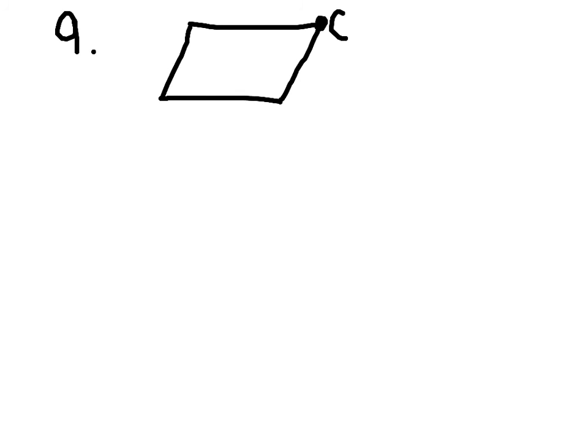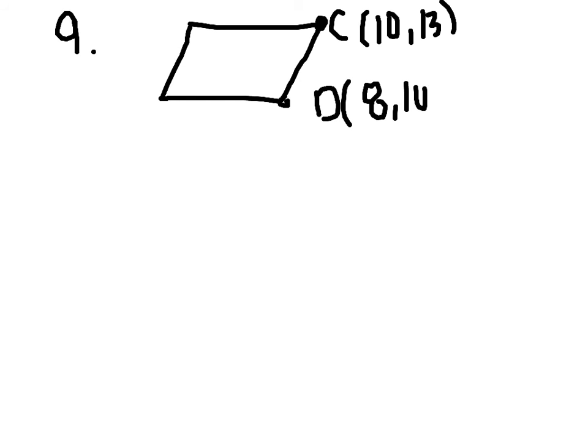So again, I'm not going to graph this, but I will show you what the picture looks like for number 9. I don't have graph paper on here, but this is what it would have looked like. Here's point C, and remember C is (10, 13). And then we have point D, which is (8, 10). And we know that A is (2, 10). And then we know that B is (4, 13).